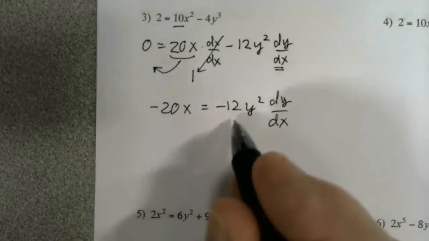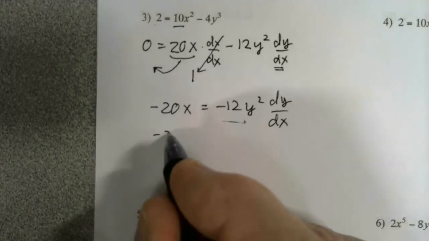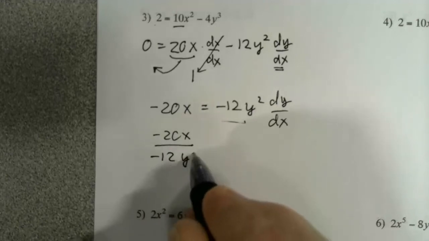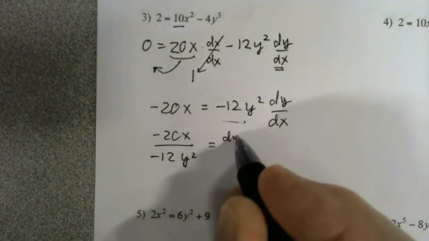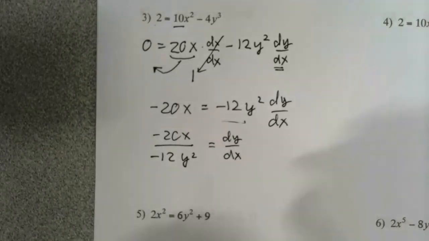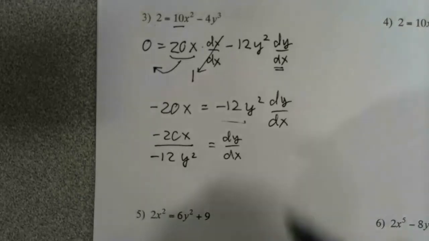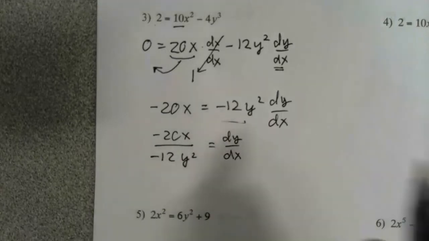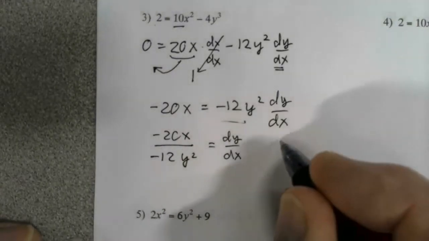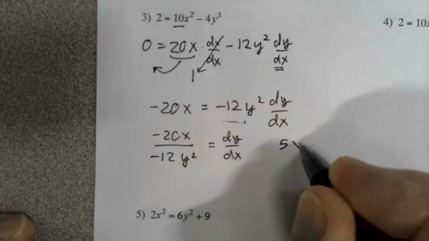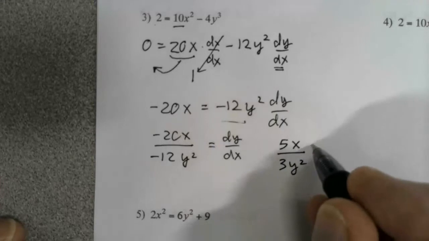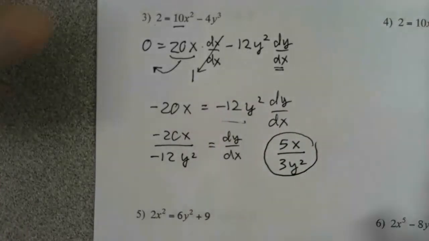And now we're going to divide by the negative 12y squared. So negative 20x over negative 12y squared equals dy/dx. Now we can simplify this because, like the fraction part, the negative 20 over negative 12, I could divide both the numerator and denominator by 4 or by negative 4. So the numerator is now 5x and the denominator is now 3y squared. So this would be a better answer for that.